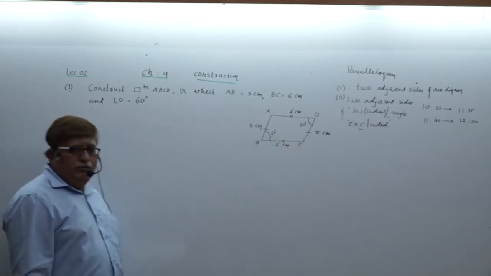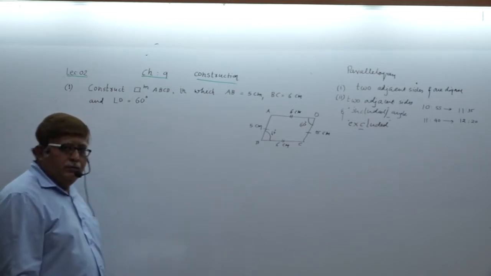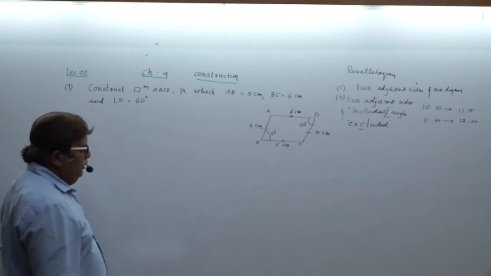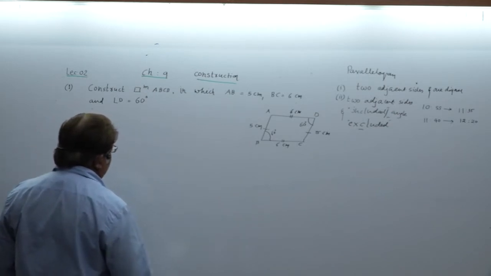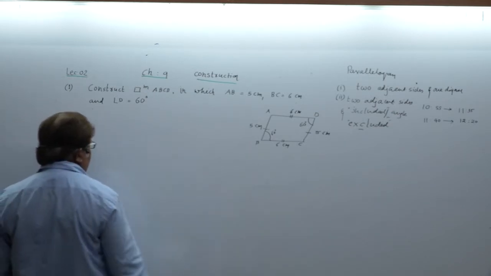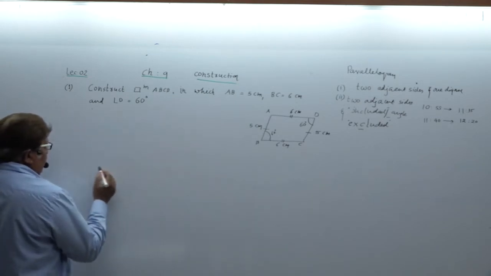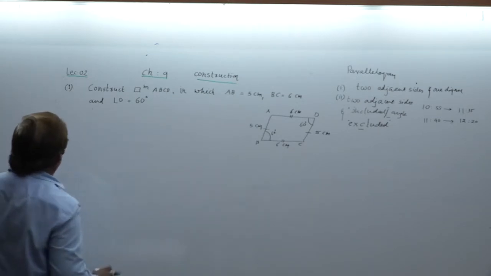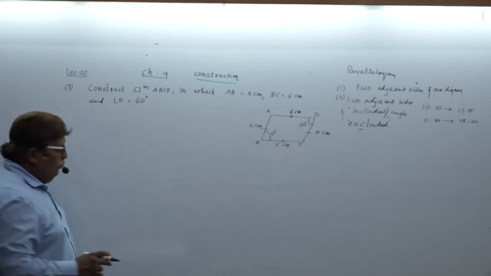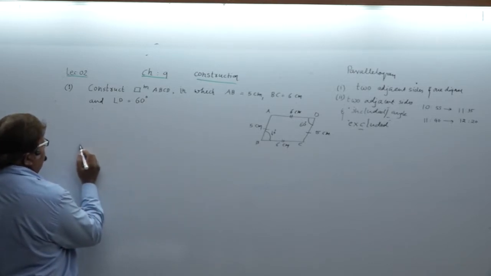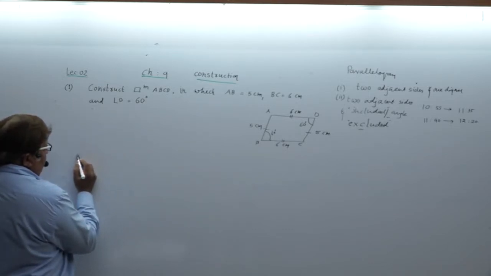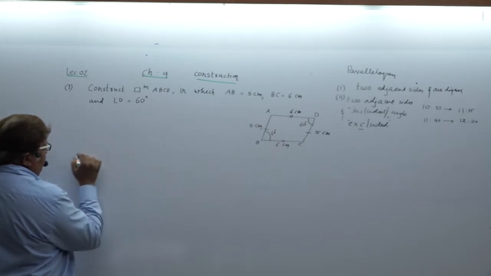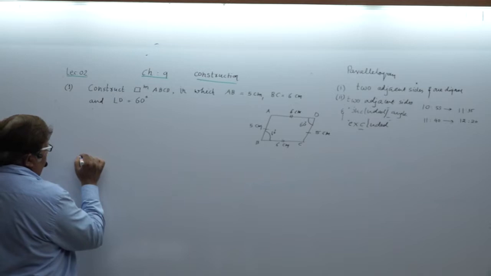So rough sketch has been done. Now simply let us start constructing the parallelogram. Okay, we will start with construction of BC first. As you all know, BC of how much centimeter? 6 centimeter.